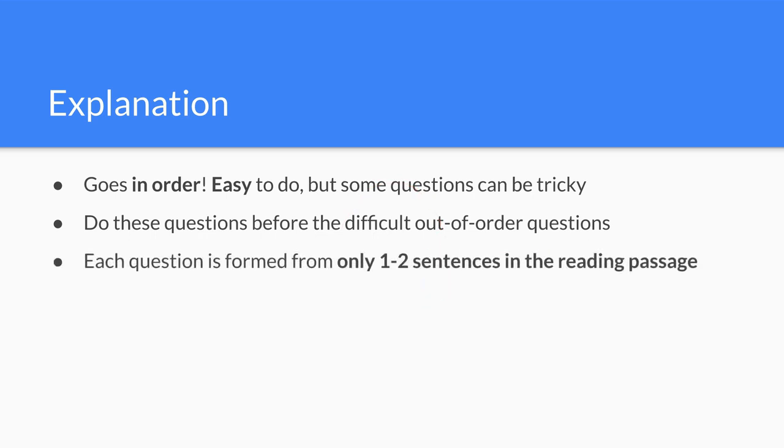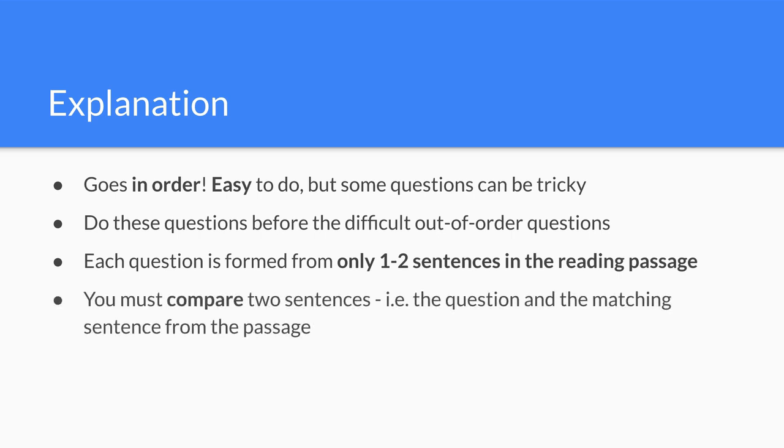Next, just like all question types, this one is also composed from only 1 to 2 sentences in the reading passage. So you never really have to read more than 1 to 2 sentences. Very rarely you do. For example, if a sentence references information in the following sentence, or if the sentence references certain information in the previous sentence, then you may have to read more than 1 to 2 sentences, but usually you do not need to do that.